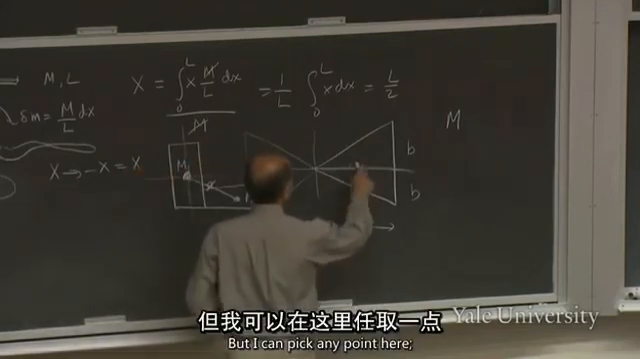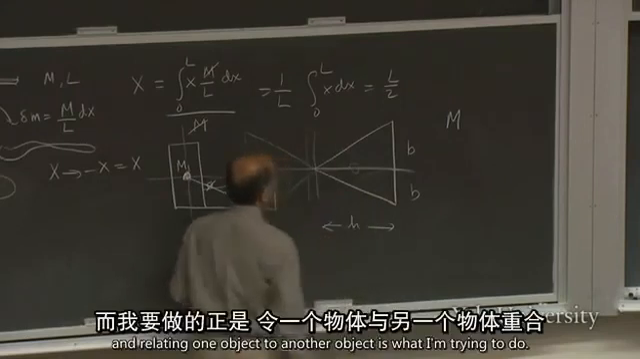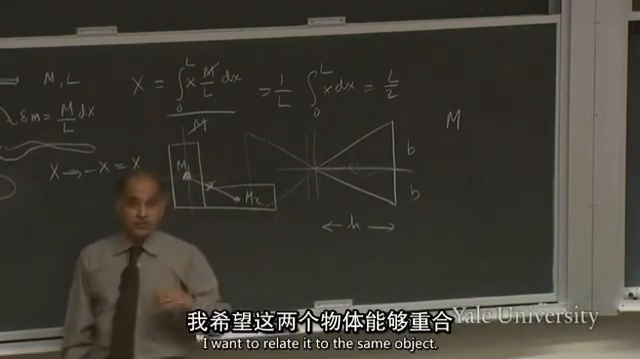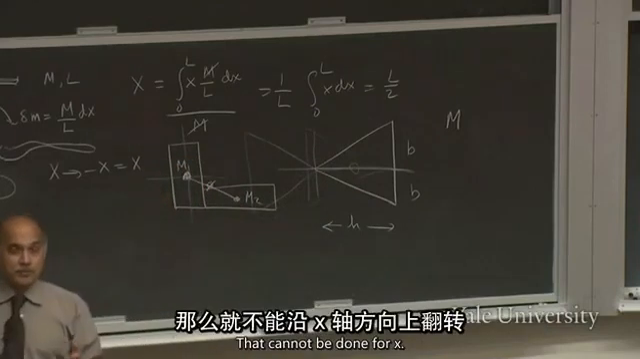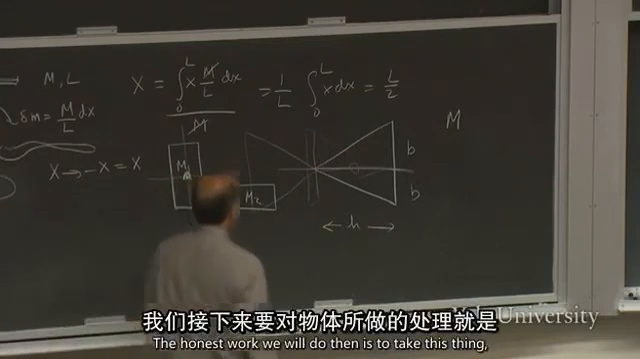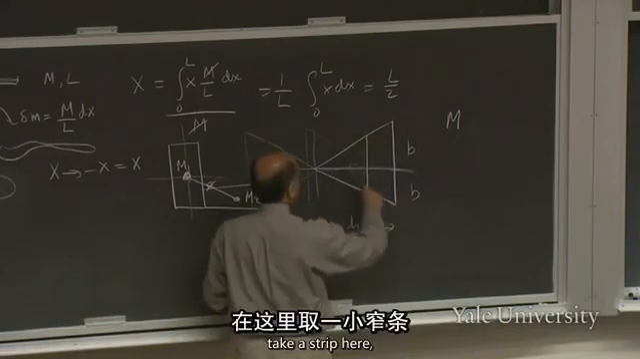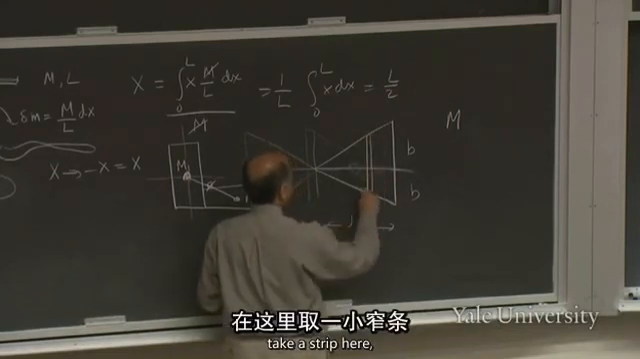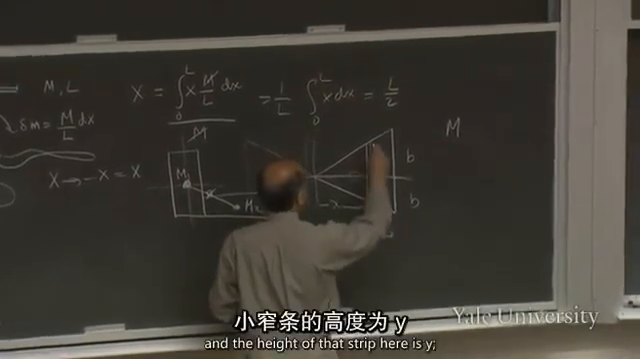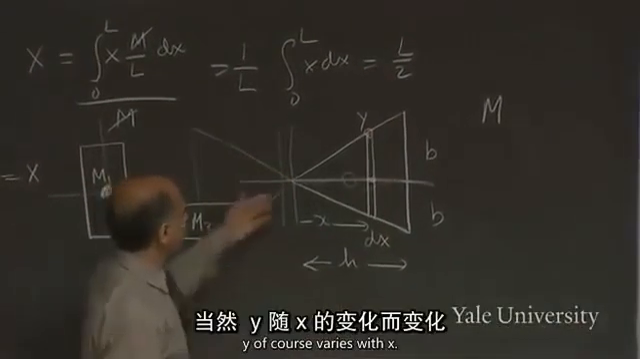But I can pick any point here. If I take x to minus x, the object looks different. It looks like that object, and relating one object to another object is not what I'm trying to do. I want to relate it to the same object. That cannot be done for x, it can be done for y. For x, you got to do some honest work. So the honest work we will do then is to take this thing, take a strip here with location x and width dx, and the height of that strip here is y. Y, of course, varies with x.